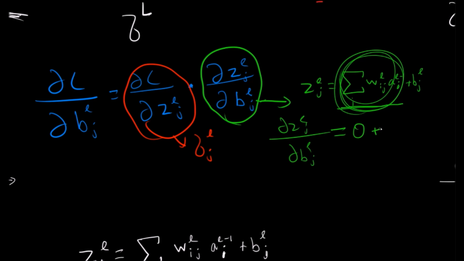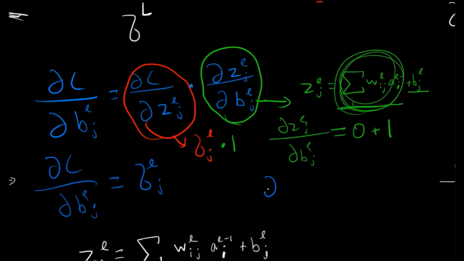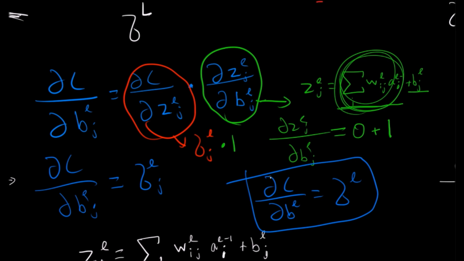So it's going to be 0 plus the derivative of b^L_j with respect to b^L_j, which is just 1. So now we just multiply this by 1, and as surprising as it seems, the change in cost function with respect to bias b^L_j is just delta^L_j. It's that easy. And expanding that to matrix notation is trivial, because the change in cost with respect to the bias vector L is just the delta vector L. And we're done with backpropagation.